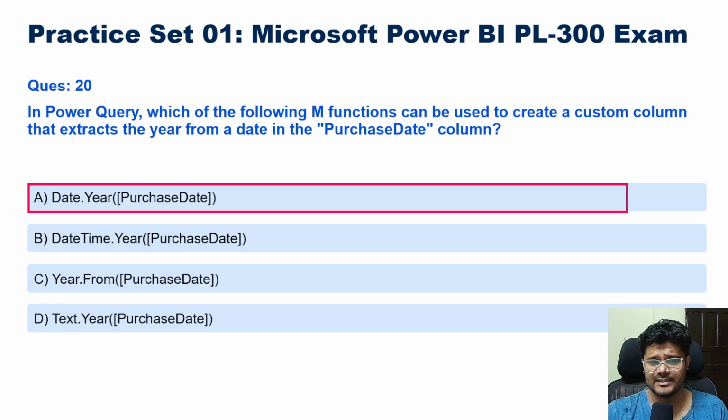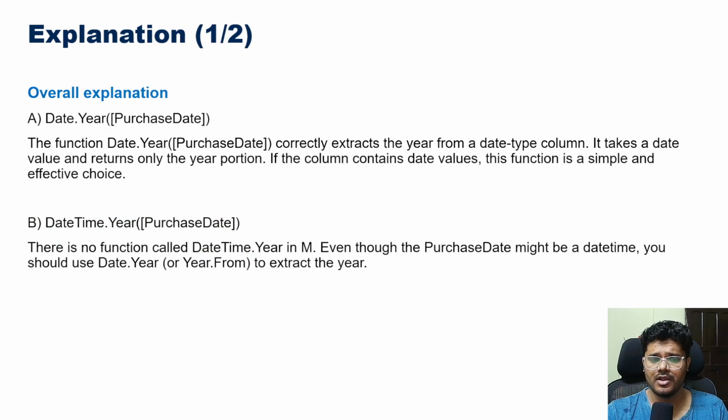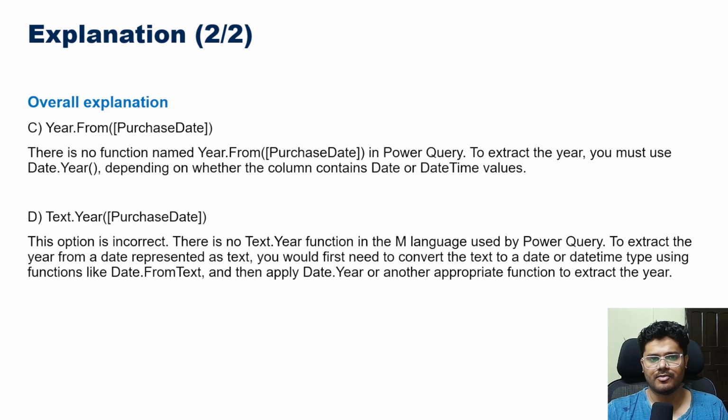So let's look at the explanation. This slide talks about why option B is incorrect and why option A is correct. You can go through this explanation and improve your understanding of this topic. The next slide talks about why the other options, like Year.From and Text.Year, are incorrect. Text.Year is performing a text operation on a date column, so you cannot convert the date from datetime to text, hence it is incorrect. You can go through this explanation, pause the video here, and it will definitely improve your understanding of this M function. That covers the explanation part.